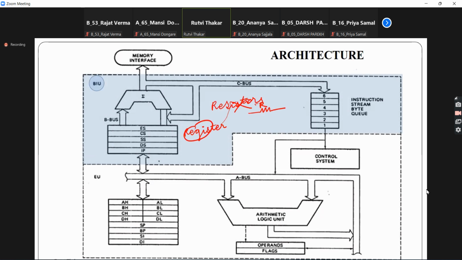Okay, so looking at this diagram, you can see that it is divided into two parts. The first part is called BIU, which is the bus interface unit. In this bus interface unit, if you can identify, what is this? This symbol, has anyone seen it?